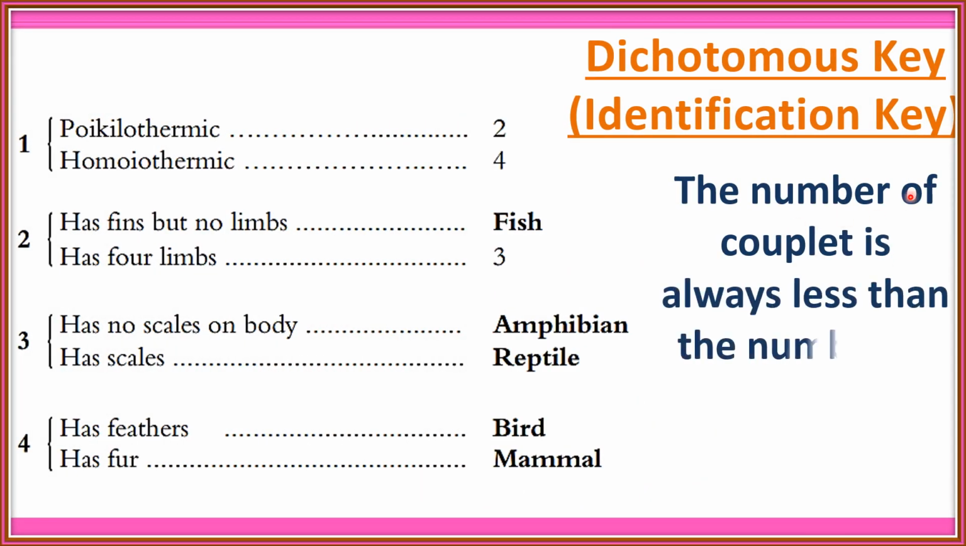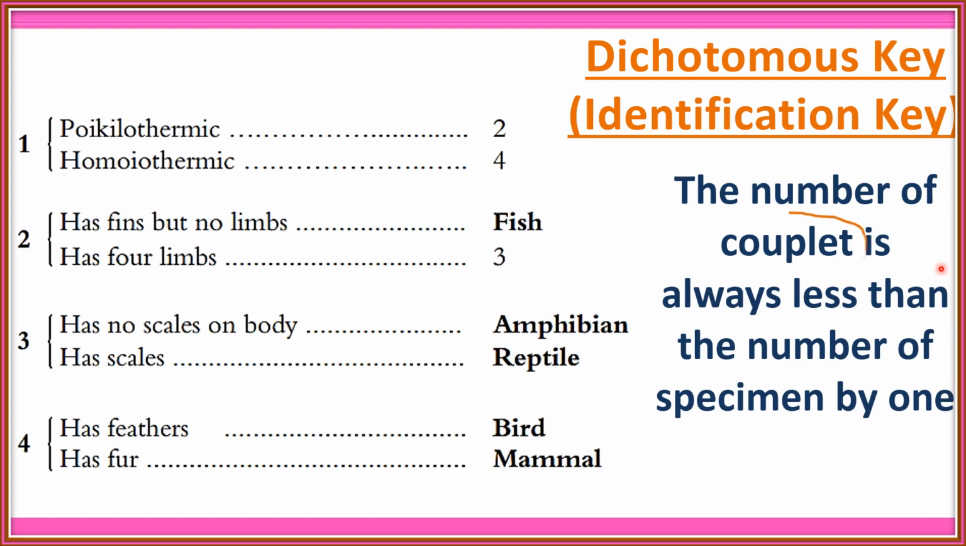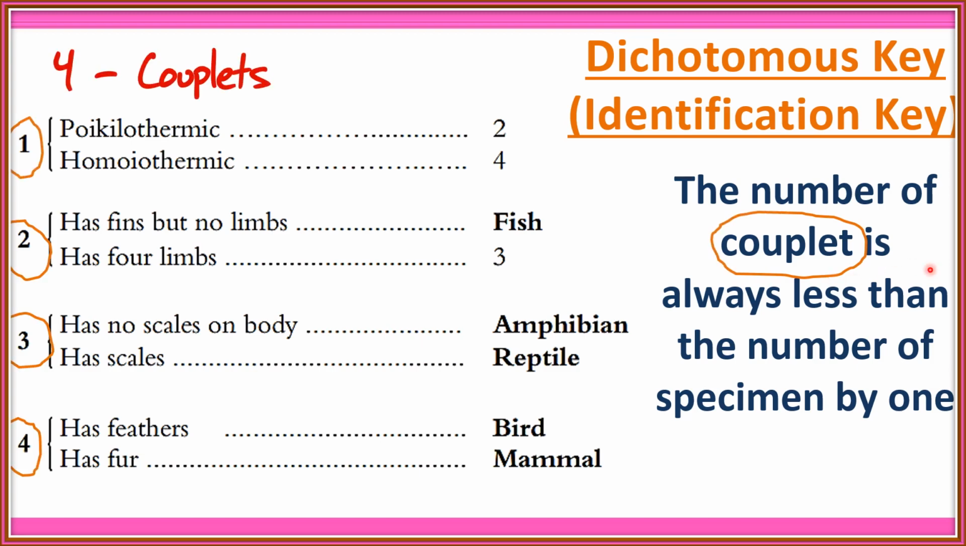Now, the number of couplets is always less than the number of specimens by 1. The number of couplets here, we have 4 of them. Couplets are the groupings, the steps that we are going to take to separate them. So the number of couplets is always less than the number of specimens.